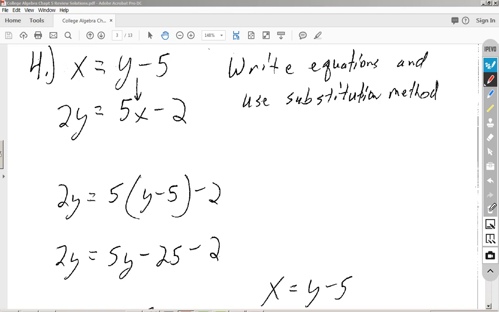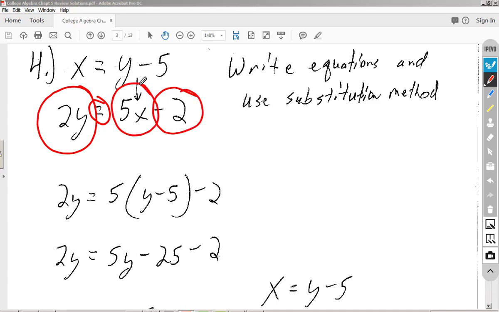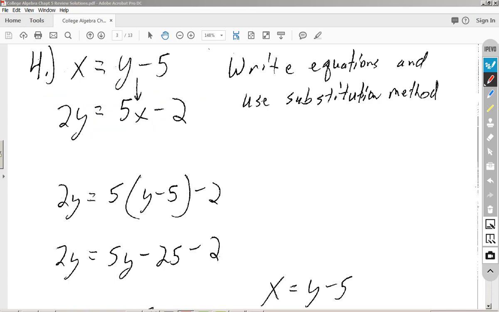Now my second equation, it says twice the second number. Well, my second number was y, so that's 2y, is, and then it says it's 2 less than 5 times the first. So there's 5 times my first number. So that's my second equation, 2y equals 5x minus 2. Now, I'm going to go ahead and solve it using the substitution method. So since x equals y minus 5, I'm going to substitute that in. I end up with 2y equals 5 times y minus 5, minus 2.